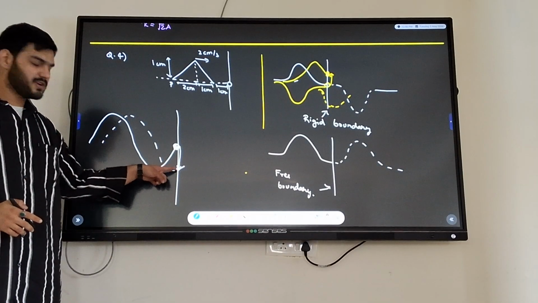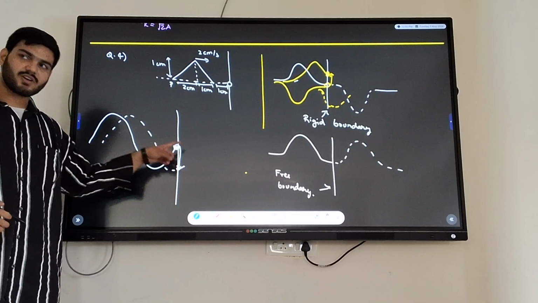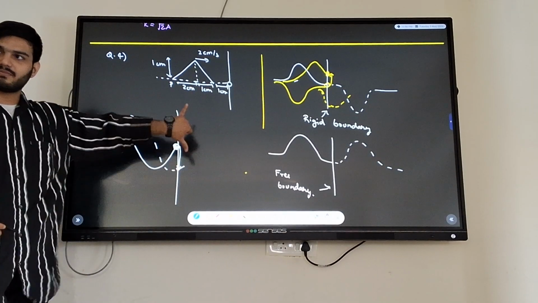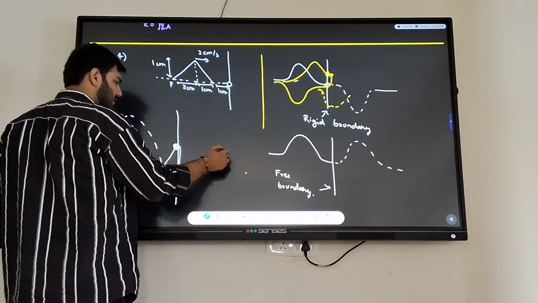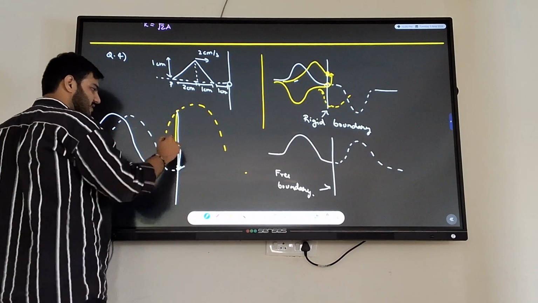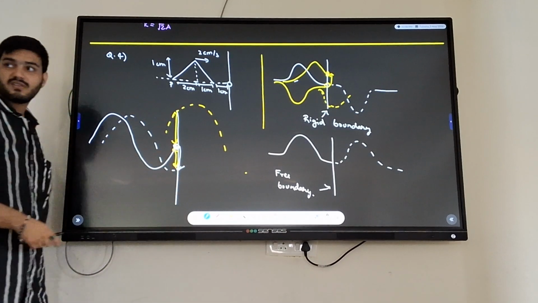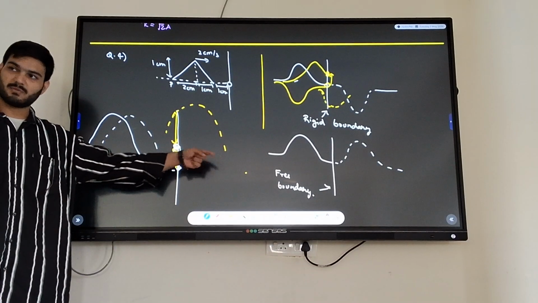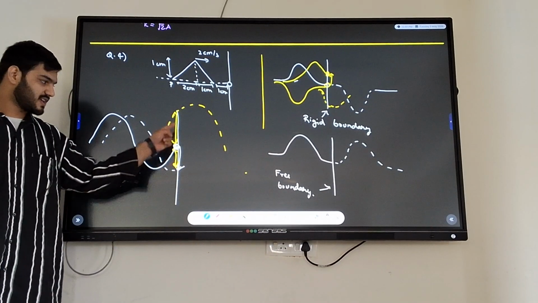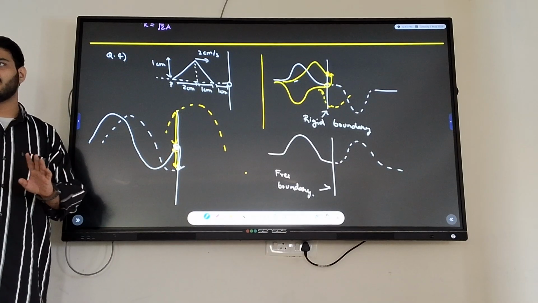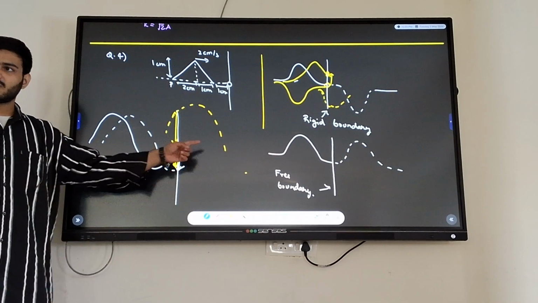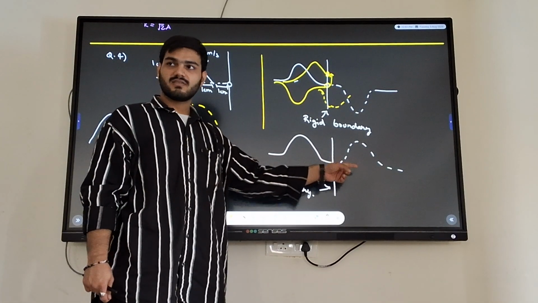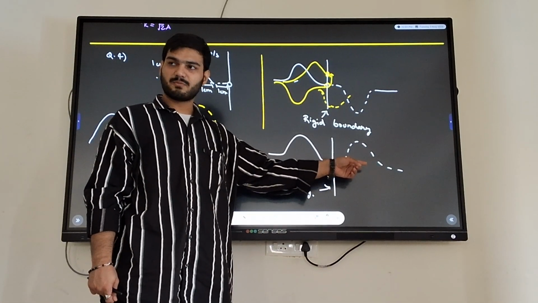So if it is going to hit here, and this particle should not move, that means something must be there which is cancelling the net effect. Something like this should be here so that the net effect is zero. That's why I should imagine there is another wave coming from the right towards the left, which is helping me cancel. For a rigid boundary, what should be the phase difference? Pi. What about a free boundary? Zero phase difference.